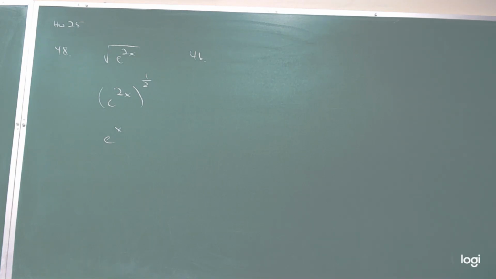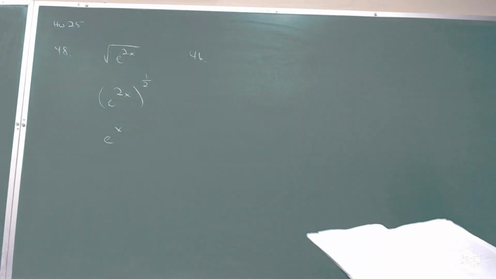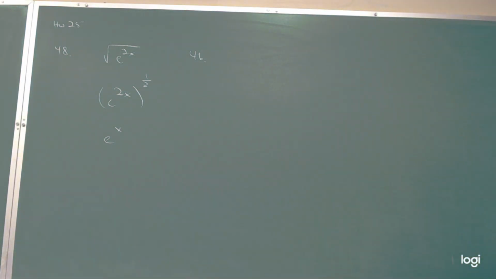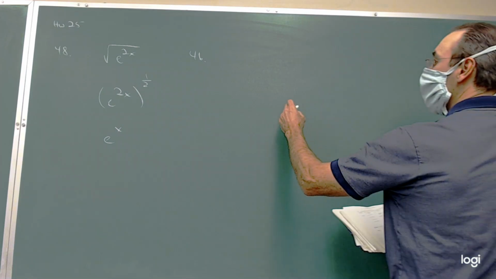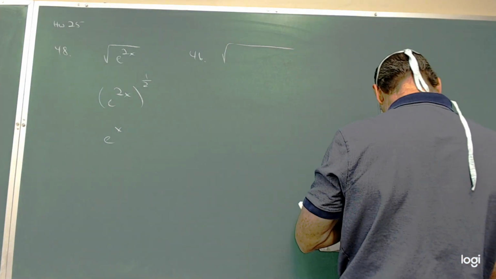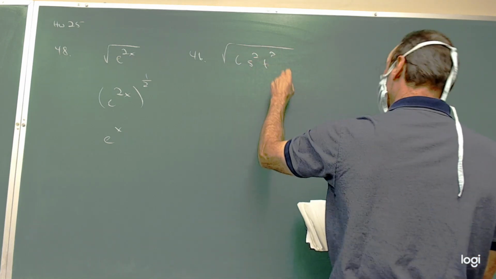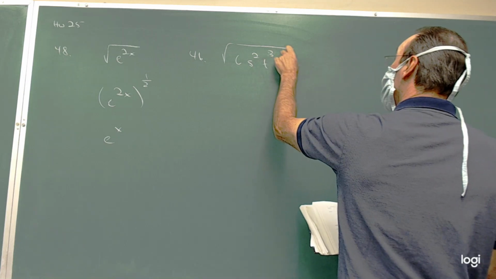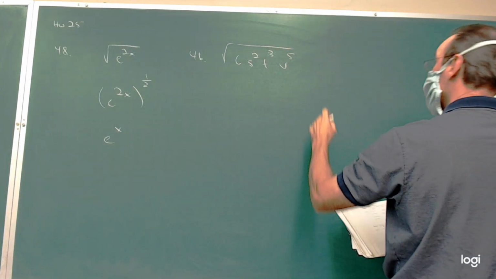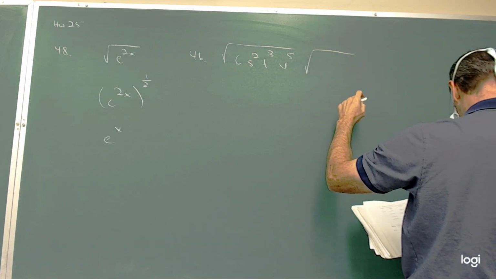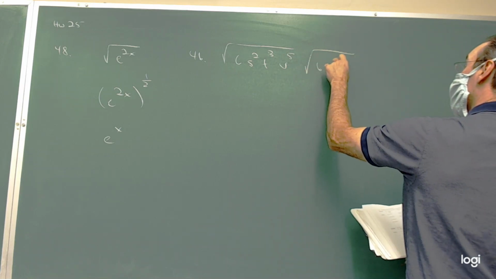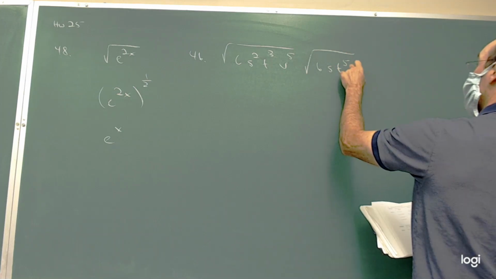Oh, yes, a bunch of square roots there. Yeah, it's 185. Okay, so we have the square root of 6s squared t cubed v to the 5th. And then that's going to be times the square root of 6s t to the 5th and v to the 3rd.